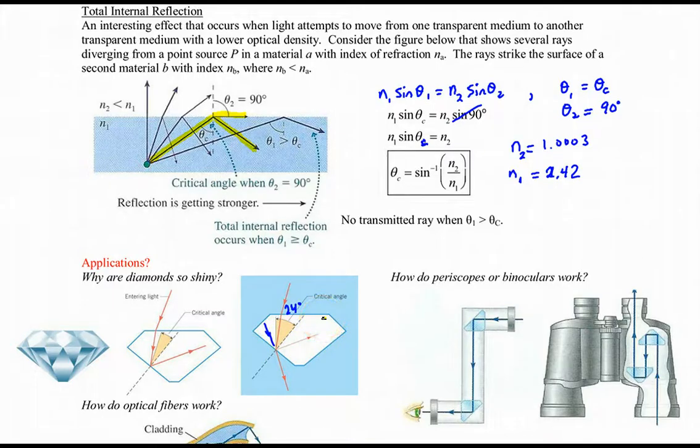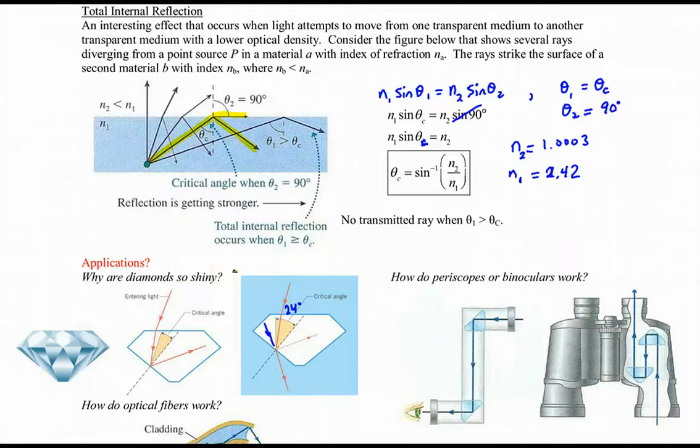Because diamonds have such a high index of refraction, the light that comes in, much of it tends to just bounce around and internally reflect inside the diamond, which makes it obviously more shiny. So this is why diamonds are so shiny.